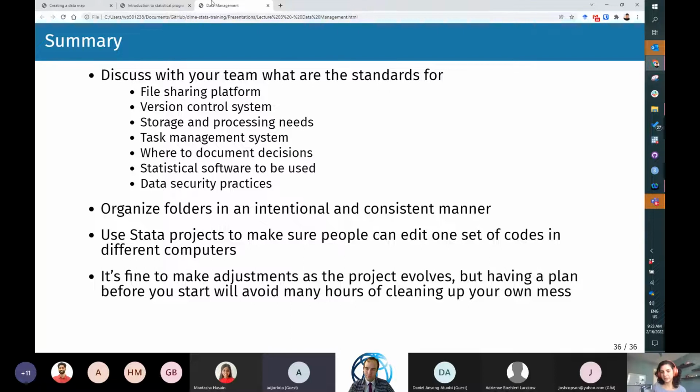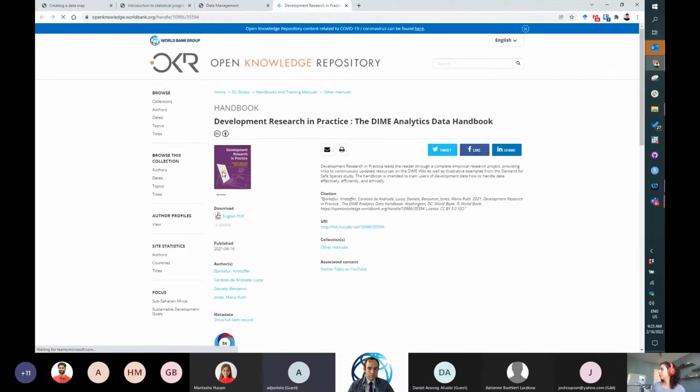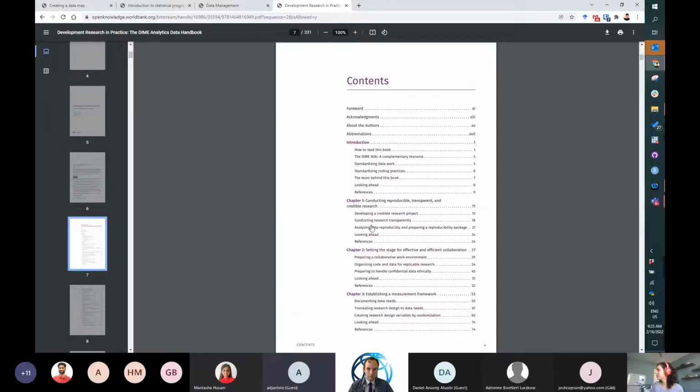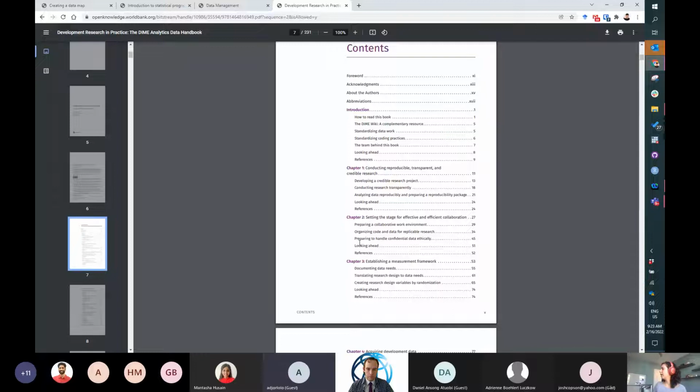I have sent here the link to the book that I mentioned, and you'll see, I believe chapter 2 is called setting the stage. Yes, setting the stage for effective and efficient collaboration. So you see that we talk here about preparing a collaborative work environment. That is when you decide where you'll store things, if on the cloud or on your local system. And then there is a whole section on how to prepare to handle confidential data. So we'll give some suggestions there of encryption services and password managers and things like that.